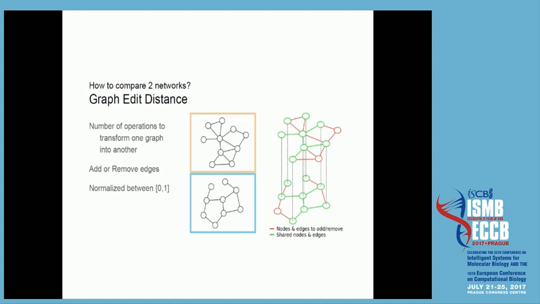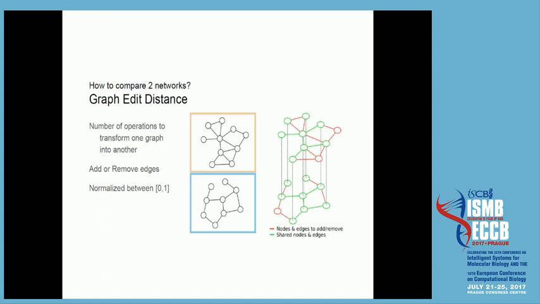So how will we compare these two networks? We will use the graph edit distance at the beginning. The graph edit distance is defined as the number of operations you have to do to transform one network into the other.